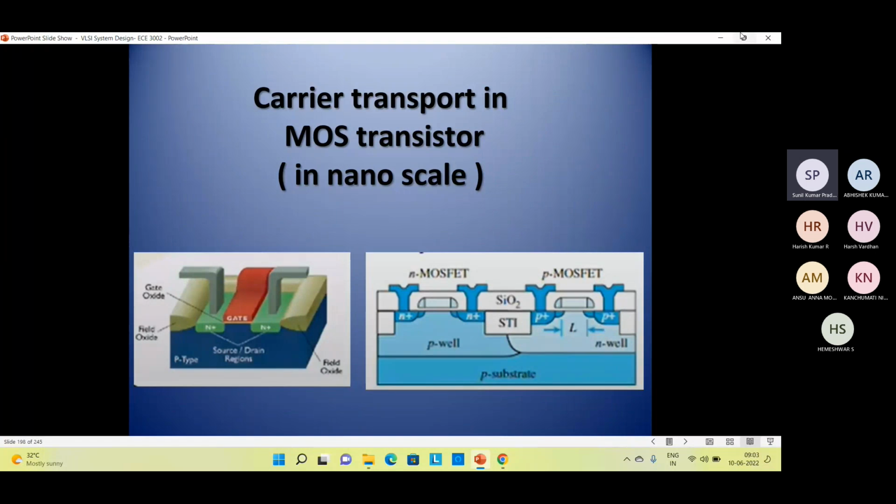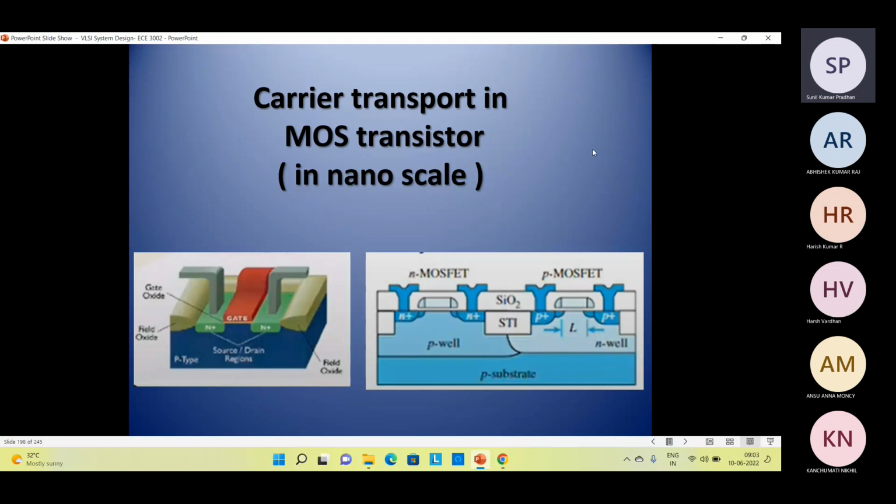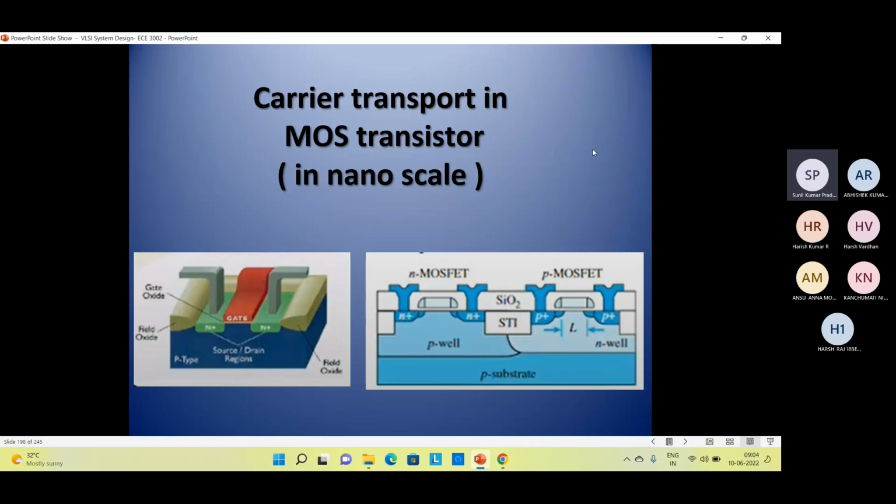Okay, with the continuation of our last class, which we have studied so far, we'll proceed to the next content, and that is on the carrier transport in MOS transistor, and especially in the nanoscale. What is the transport behavior in the MOS transistor? So that we need to take into consideration. Now, transport behavior, mostly here we focus on the electron transport.